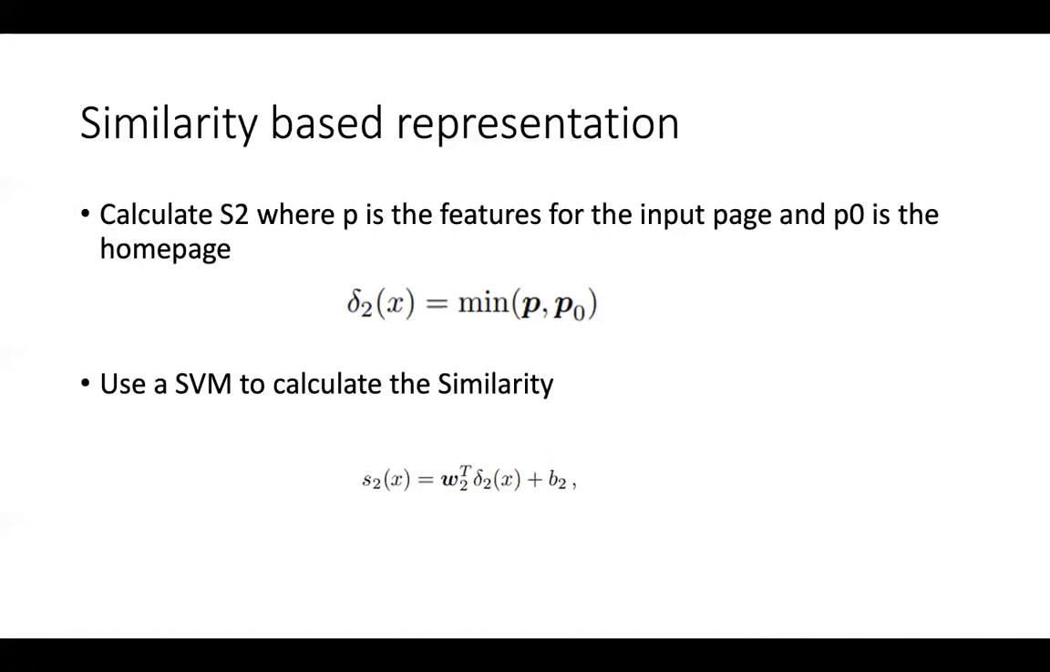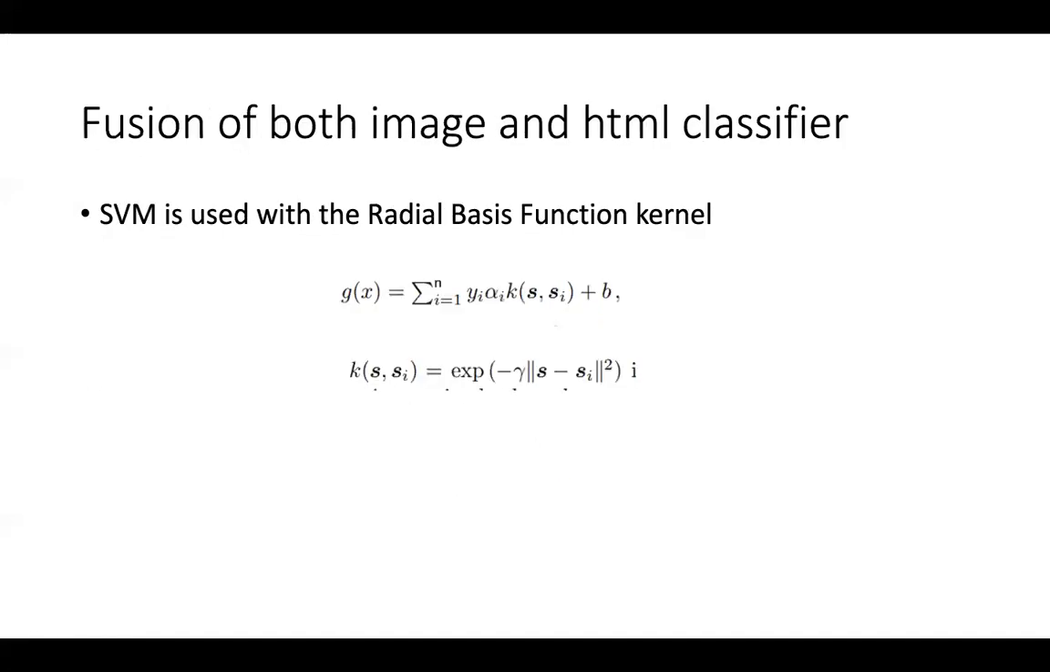Then basically they use the SVM to optimize for the similarity. So they still have to learn, right? Because they have to learn. So how do they get the training data? Wait, I'll talk about that later. In order to combine both classifiers, they use a radial basis function kernel. Basically it's just a machine learning technique to optimize for the best parameters for S and S1. Like, what is the value to use?